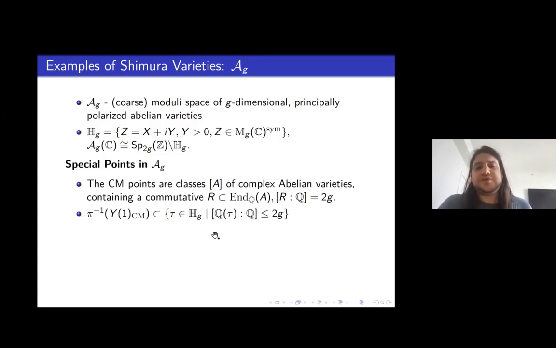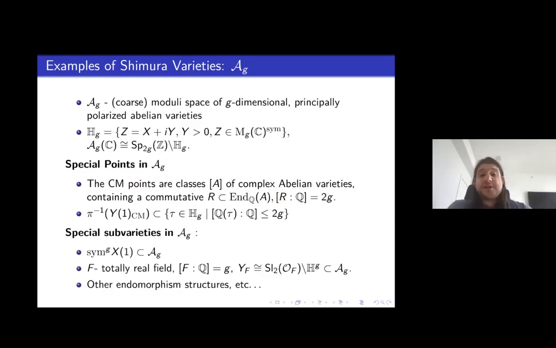And likewise, you can describe them inside Siegel space. It's a little bit trickier to describe them all very explicitly, but they're at least contained in this very nice simple set where you look at points with degree over Q at most 2g in Siegel space. And you can actually say fairly explicitly what this set is in the Siegel upper half plane.